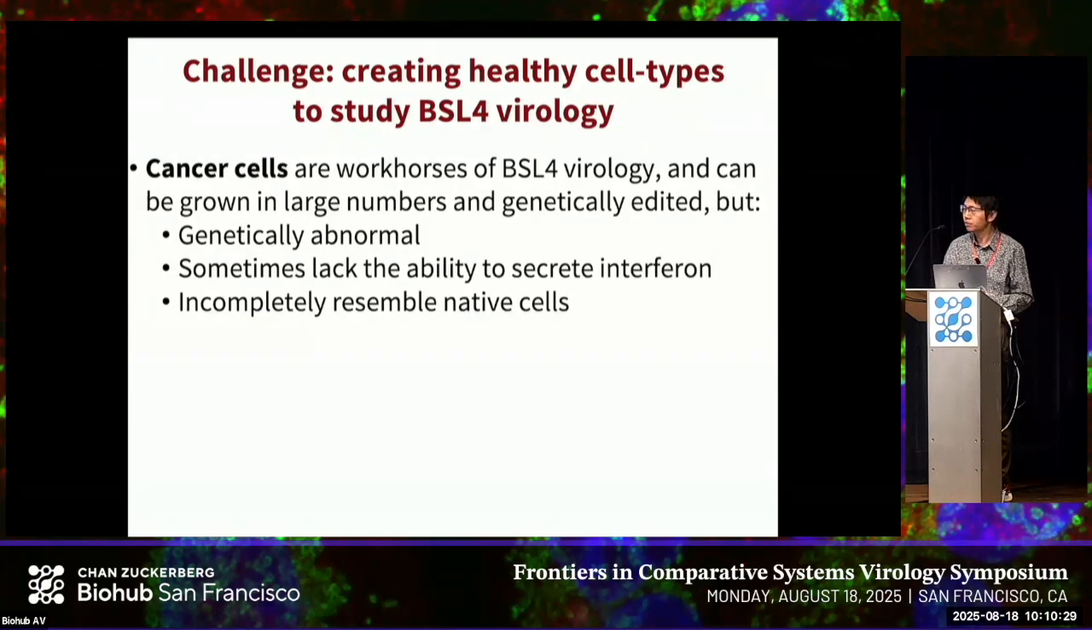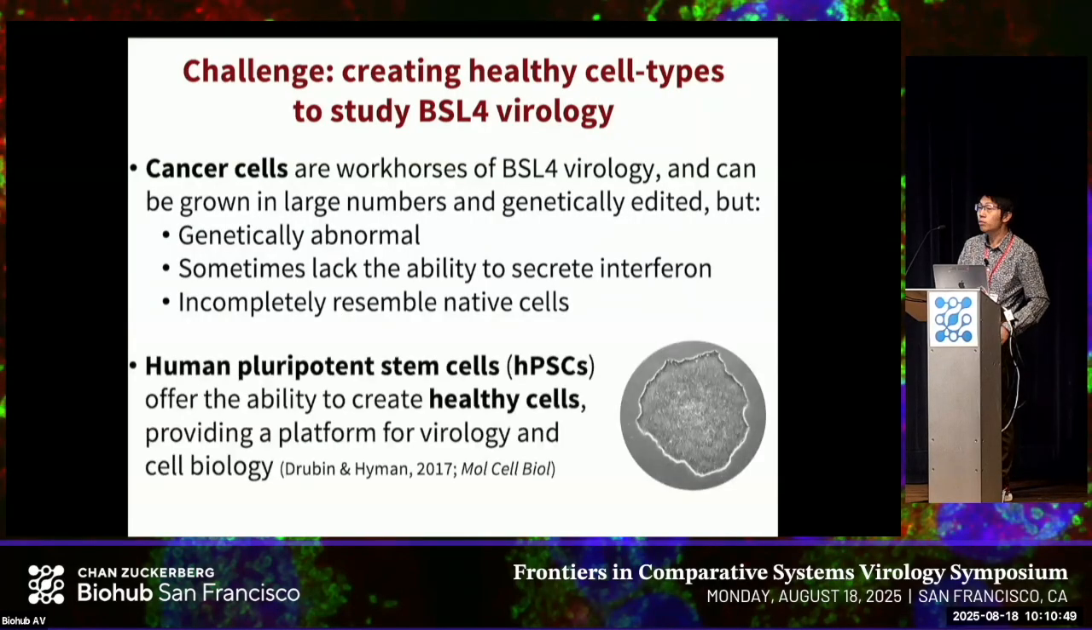So one of the key challenges in the field, we think, is creating healthy cell types to study BSL-4 virology. Currently, the workhorses of BSL-4 virology are cancer cells. As all of us know, these offer great advantages, but they have several shortcomings. They're genetically abnormal. They sometimes lack the ability to secrete interferon, which you just heard about in the past talk is really critical to study viral cell biology, and they often incompletely resemble native cells.